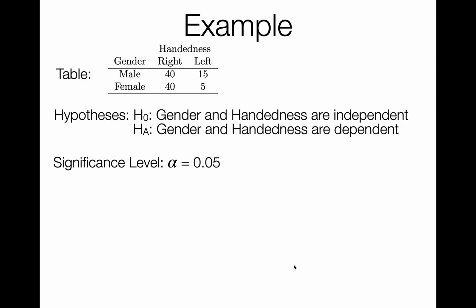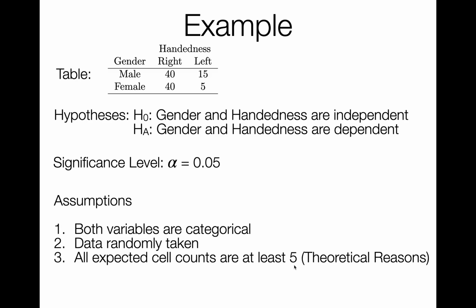It'll state in the problem what your significance level is here. I'm just going to assume it's 0.05 and go forward because I don't really have any setup to the problem. So that's my significance level. My assumptions are, both variables categorical. They have 2 categories each, so yes, they're categorical. Great. Are they randomly taken? You have to take it from me that this data was randomly taken, so great.